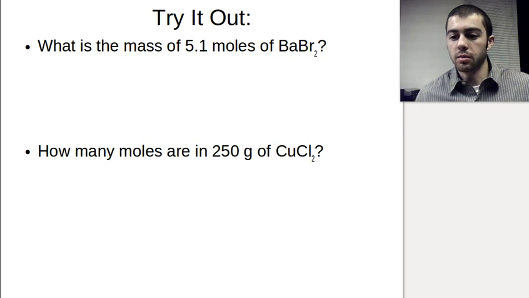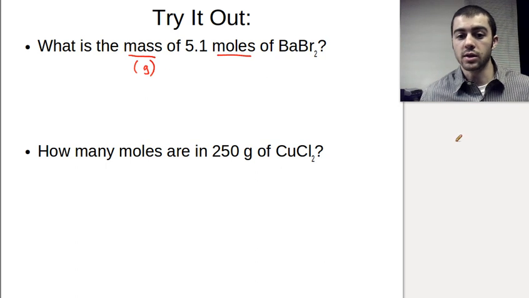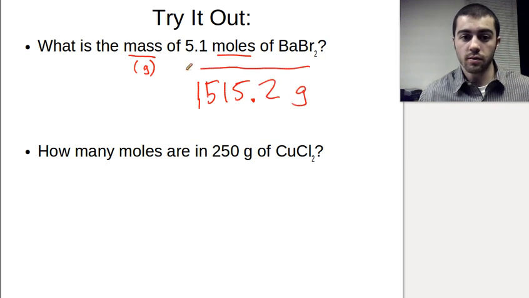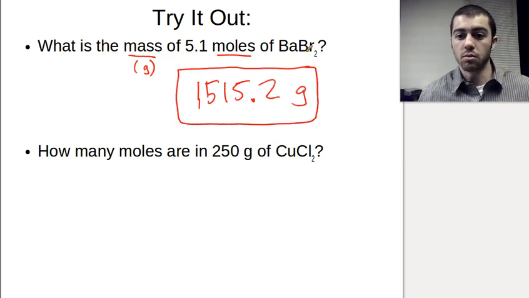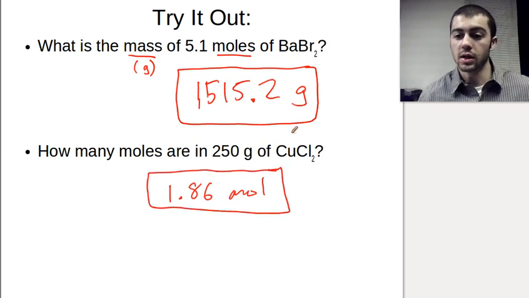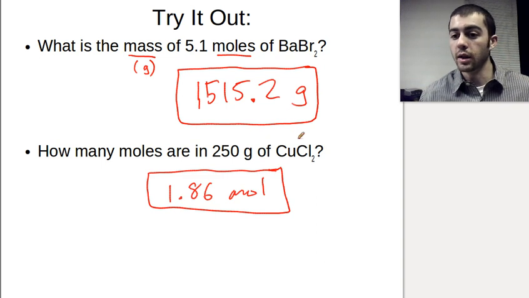So a couple of final examples here. This is just converting between mass in grams and moles. Pause the video if you'd like to try this out on your own. But basically, the answers will be 15.2 grams for 5.1 moles of barium bromide, and for 250 grams of copper chloride, this will be 1.86 moles. If you happen to get these answers wrong, just go back to the last couple of examples using formula mass to convert between grams and moles, and then try it again.